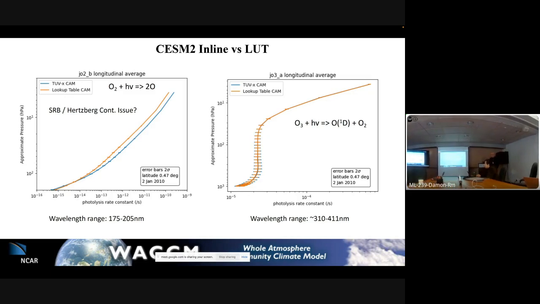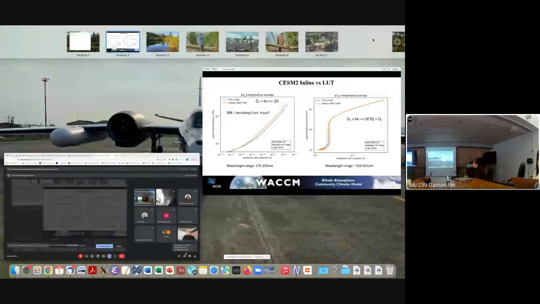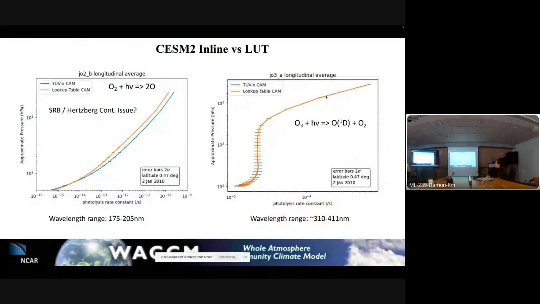So on the left is JO2 going to 2O-triple-P, and the goldish line is the lookup table, and the blue line is TUVX. There are some differences here, and these are pretty large differences on the log scale. So I think we have some issues between the two different versions in the Schumann-Runge band and the Herzberg continuum, but we can track that down. So that'll be fun to look at. It's interesting that ozone photolysis, both branches, I'm only showing one here, right on. So it looks like from the actinic flux on down, the lookup table and TUVX are doing really well.